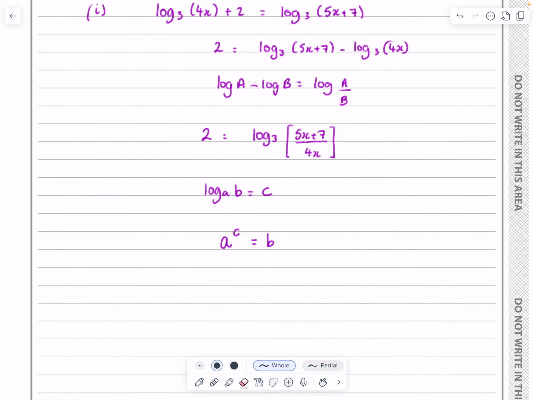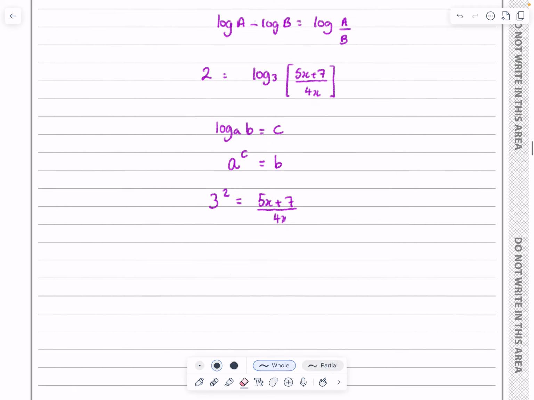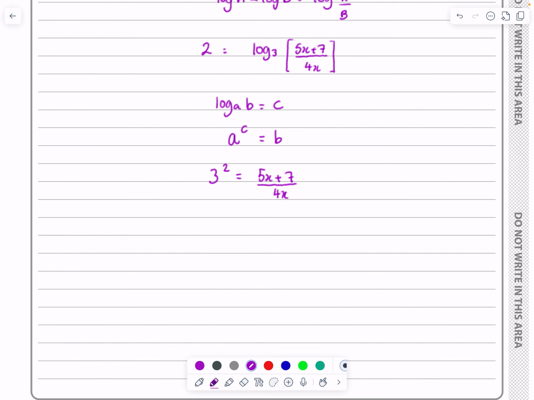So using that idea, let's just tidy that up. What I can do is change this statement here, following the same idea. The 3 is the base, a logarithm is a power, so 3 squared is equal to 5x plus 7 all over 4x, and that now is something really easy to do because it's just a straightforward equation to solve.